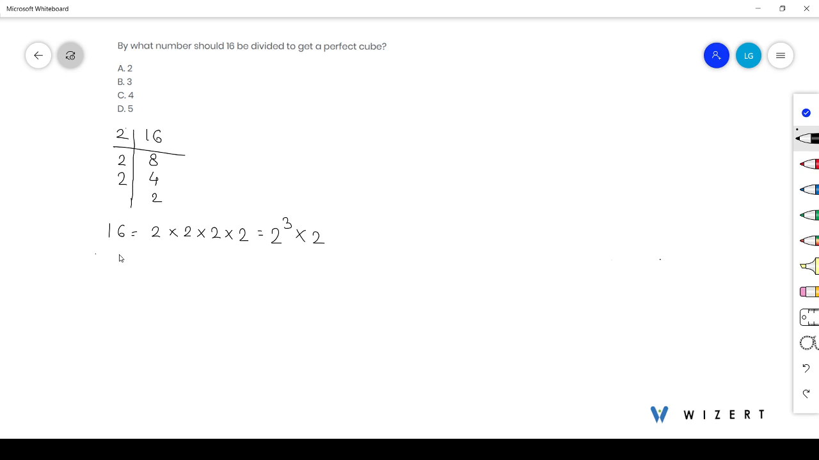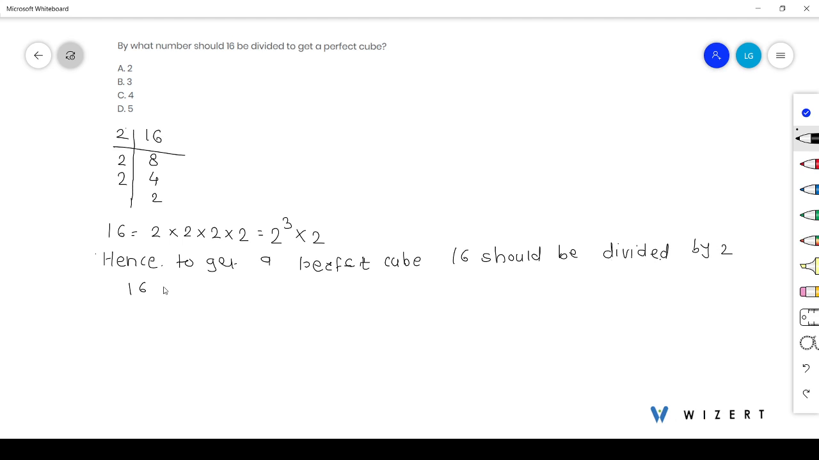Hence, to get a perfect cube, 16 should be divided by 2.